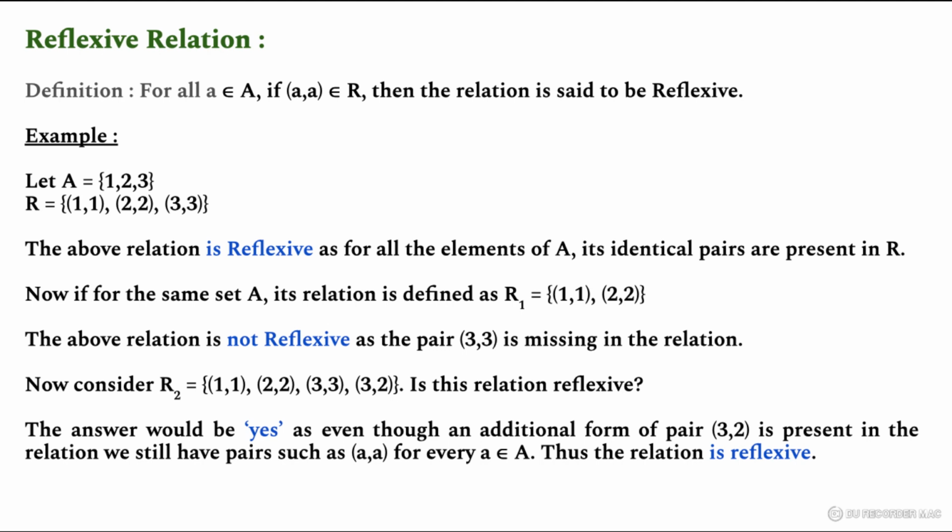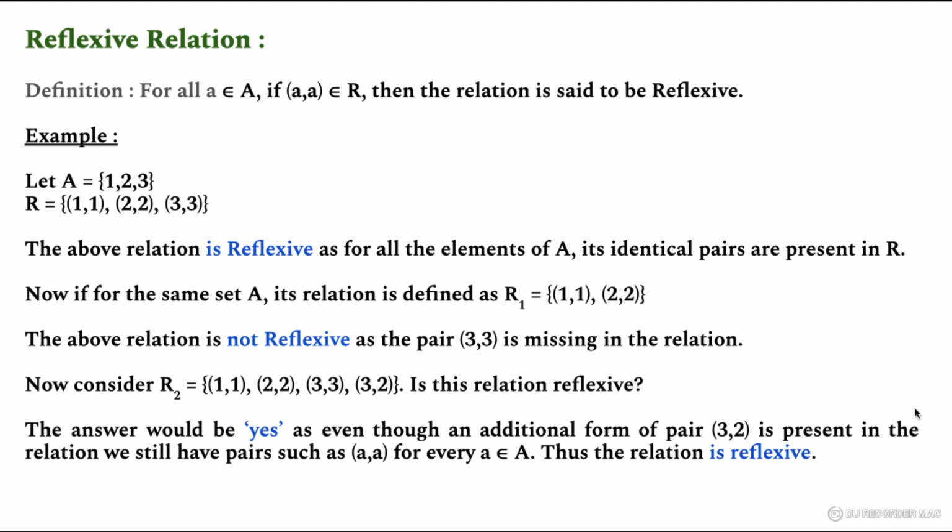The relation is reflexive. When you have identical pairs of all the elements of A, you can straight away say this is a reflexive relation. So even though an additional pair, that is (3, 2), is present in the relation, we still have pairs such as (a, a) for every a belonging to A. Thus this relation is reflexive.